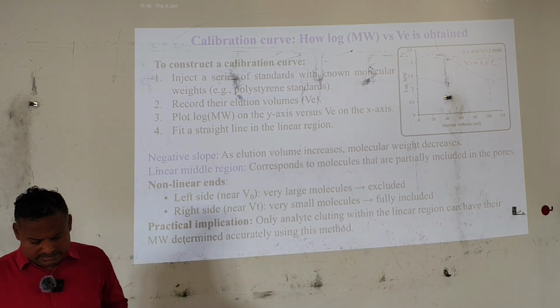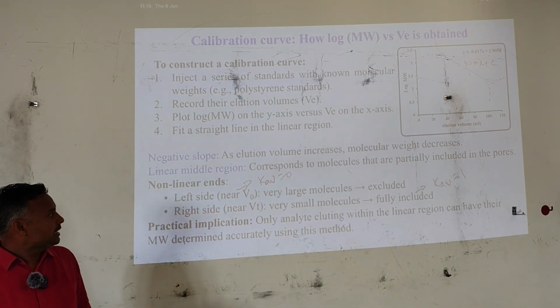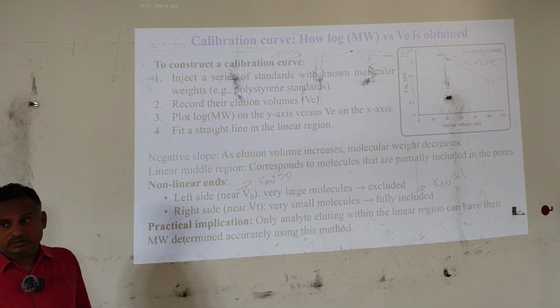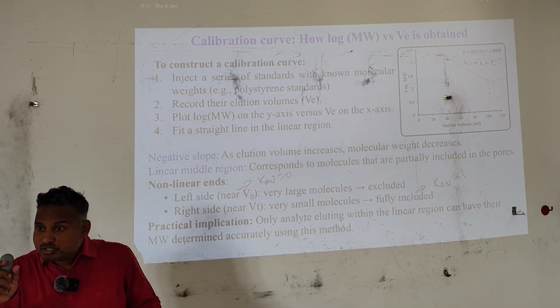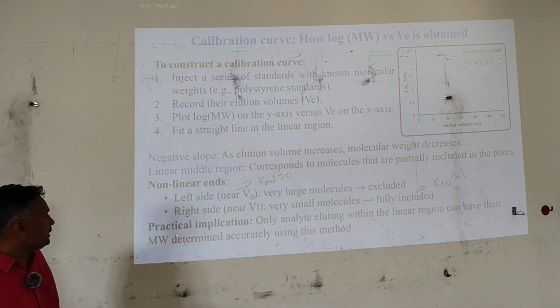Simply we can say, if this is KAV equal to 0 and this is KAV equal to 1: if KAV is 0, non-linear; if KAV is 1, non-linear; if it is between 0.2 and 0.8, it is linear. Practical implications: only analytes eluting within the linear range can have their molecular weight determined accurately using this method.